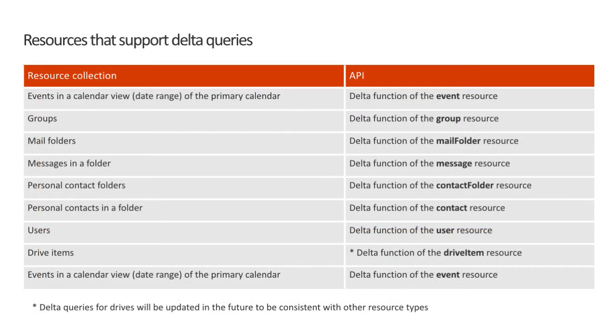So what resources support delta queries? Well, we have events in a calendar view, groups, mail folders, messages in a folder like your inbox, personal contact folders, personal contacts within a folder, users, drive items such as things in OneDrive, and events in a calendar view. Now, the delta queries for drives are going to be updated in the future to be a little bit more consistent with resource types. Right now, they're not terribly consistent with all the other resource types, but in the future, they will be updated to be more consistent.